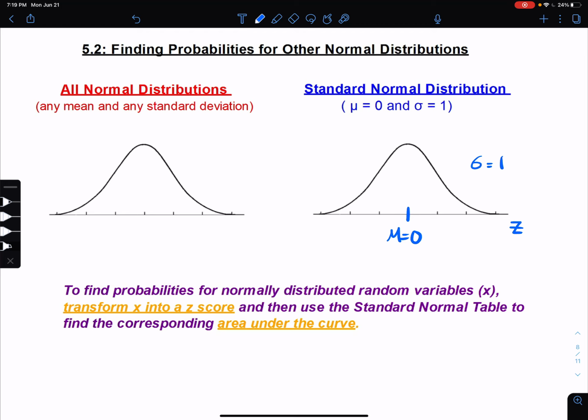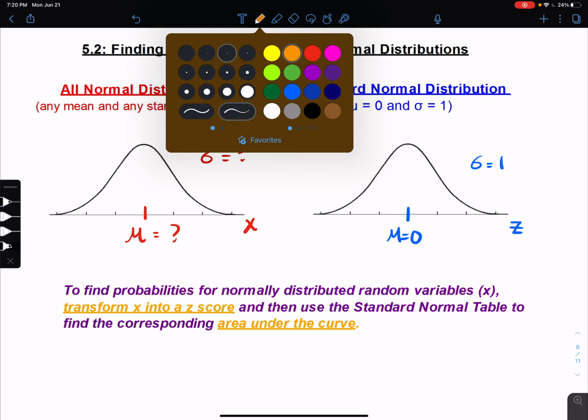What we want to be able to do now is look at any bell-shaped curve in terms of our general variable x, with any mean and any standard deviation, whatever those happen to be. And the good news is there's a very simple bridge between these two.